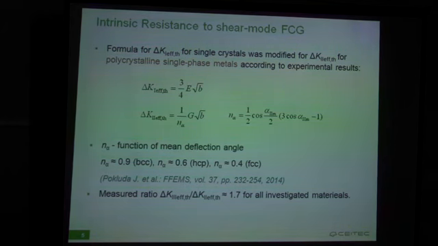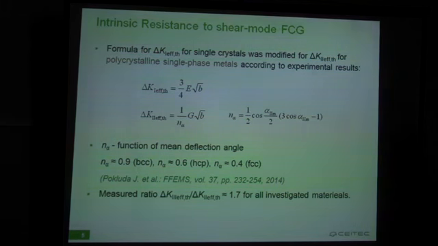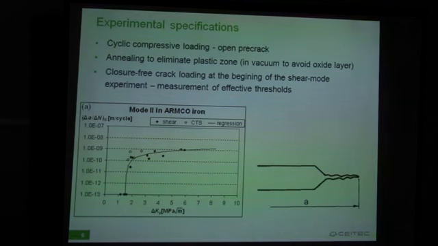For mode 3, due to the reasons I told you, it is more complicated. In mode 3, we don't have any such nice equation, but what we could see from the experiments is that the ratio of the mode 3 effective threshold and the mode 2 effective threshold was approximately the same for the investigated metallic materials. There were 6 of them until now.